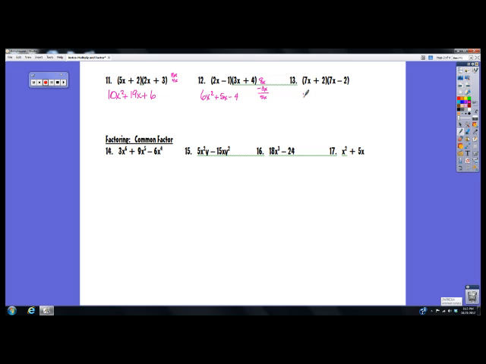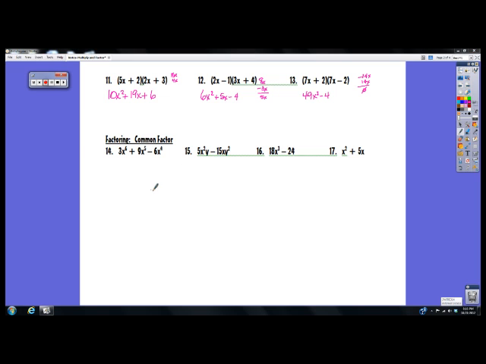7x times 7x is 49x squared. Outsides, that's negative 14x. Insides, positive 14x, which means anything in the middle here is totally gone, canceled out. Because negative 14x and positive 14x cancels. And negative 4. So 49x squared minus 4.